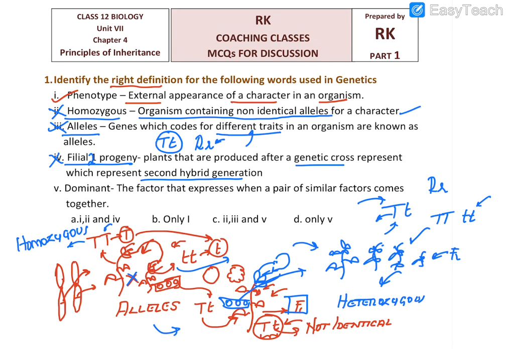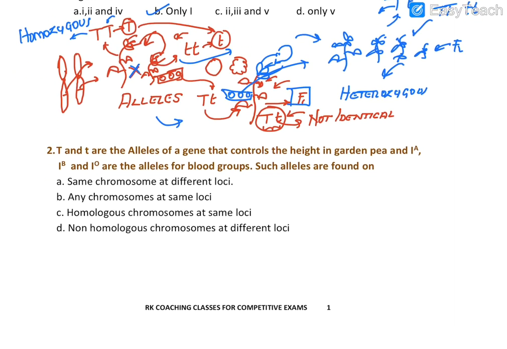So dominant is the factor that is expressed when a pair of similar alleles, it is not similar alleles, it should be dissimilar alleles come together. So even that word as well as the definition is wrong. That means in these four words, the proper definition is found only in the first one. That is, the answer should be B. Only one is correct. So let us go to the second question.